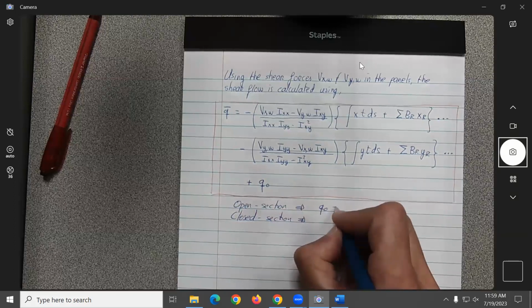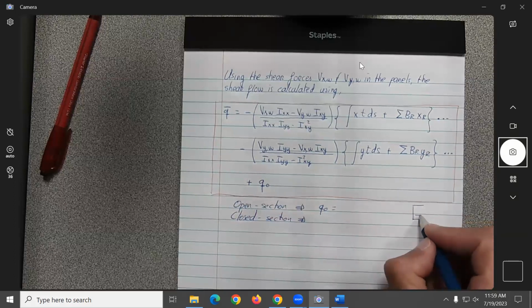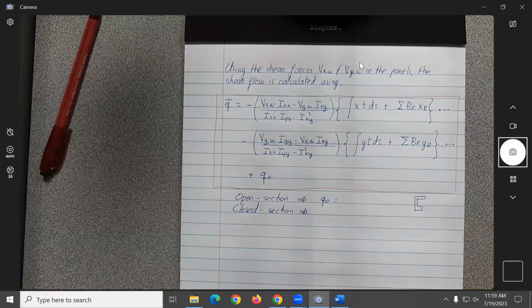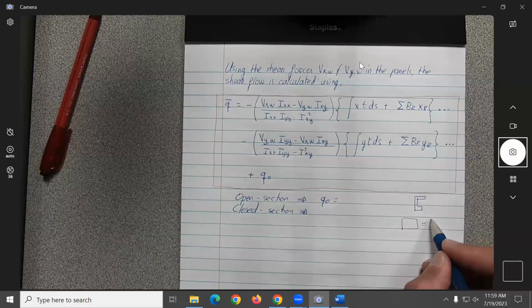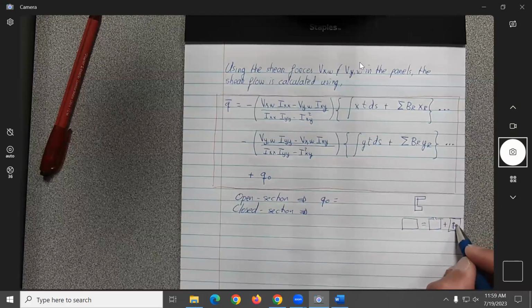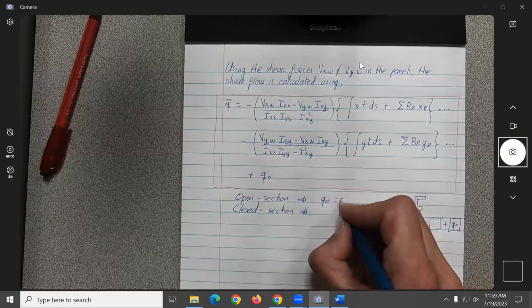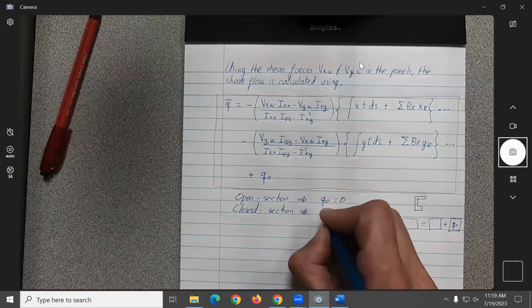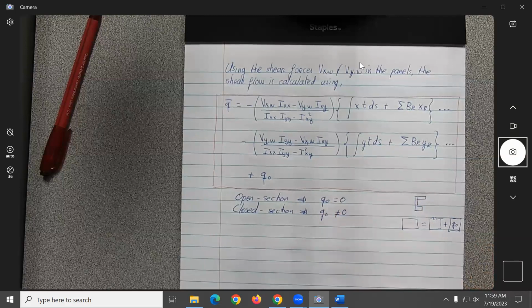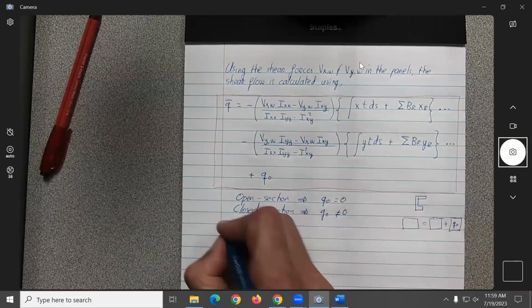So for an open section, what would be Q sub naught? Remember what was Q sub naught for us on the procedure we have been doing all the time? So if the cross section is open, what will be Q sub naught? 0, no? Okay. And if the cross section is closed, Q sub naught would be different than 0.